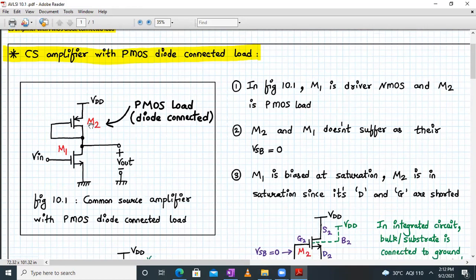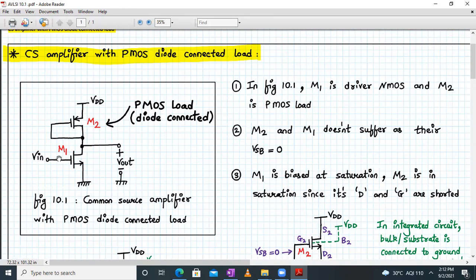So what do you mean by diode connected load? The transistor's gate terminal and the drain terminal are tied together. In this case, as you can see, M2 is the PMOS diode connected load, whereas M1 is acting as a driver transistor, wherein we have applied the input and the bias voltage. The bias voltage is not shown for simplicity over here.